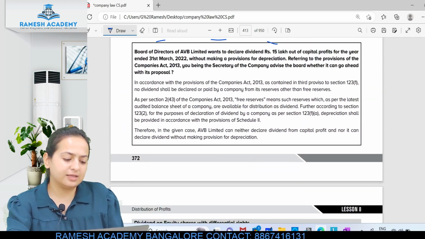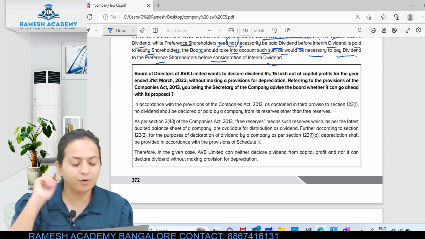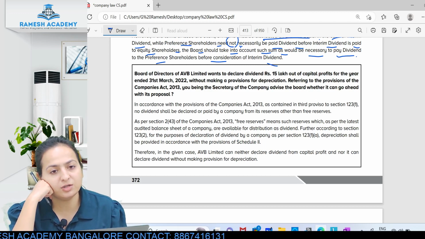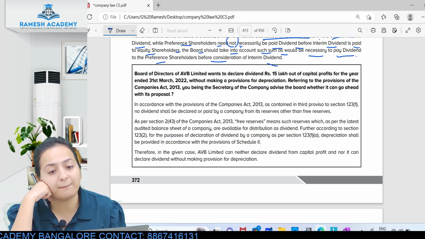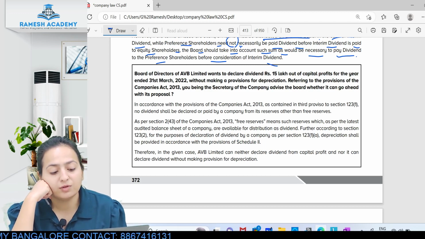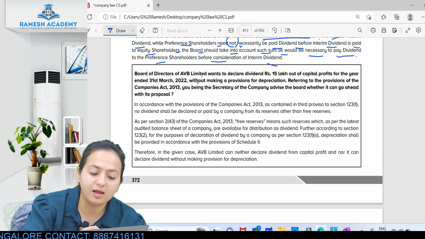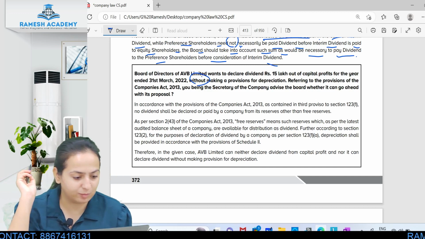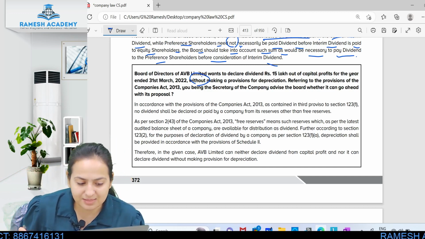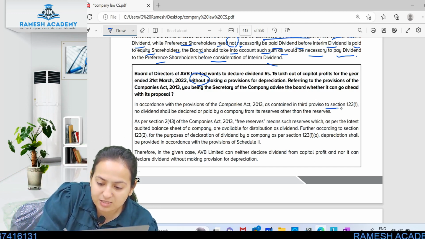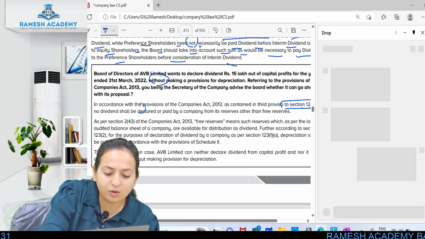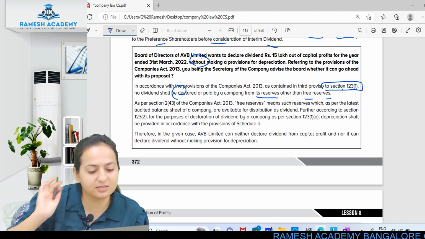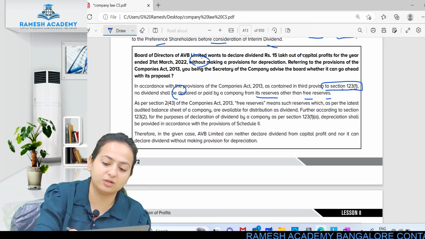So, for example, in this illustration, the Board of Directors of ABB Limited wants to declare a dividend of rupees 15 lakh out of the capital profits for the year without making the provisions for depreciation. Now you are the CS, you will advise the board. In accordance with the Companies Act, Section 123, no dividend shall be paid from reserves other than the free reserves. Only free reserves will be used, not the capital profit.